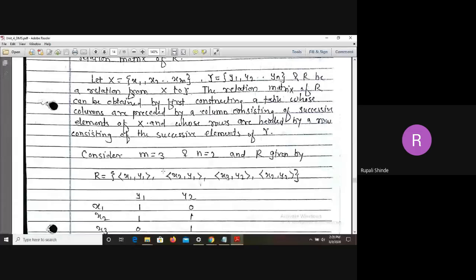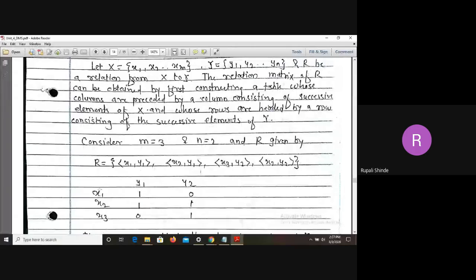Again, the matrix for any relation will consist of rows and columns. The first element of each and every ordered pair will represent the rows of that matrix. Now check how many unique elements there are. x1 is there, x2 is there, x3 is there, and again x2. So we can say that three rows will be there in the matrix: x1, x2 and x3.